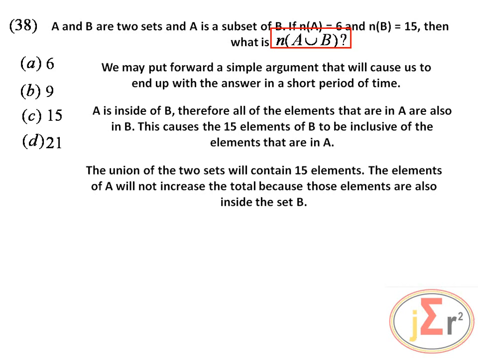And we are sure that those 15 elements are also inclusive of the elements, which of course we have 6 elements that are in A. So the 6 elements of A are included in the 15. Why? Because A is inside of B. The elements of A will not increase the total because those elements are also inside the set B. So we are sure that the answer is C. The correct answer is option C. Good.